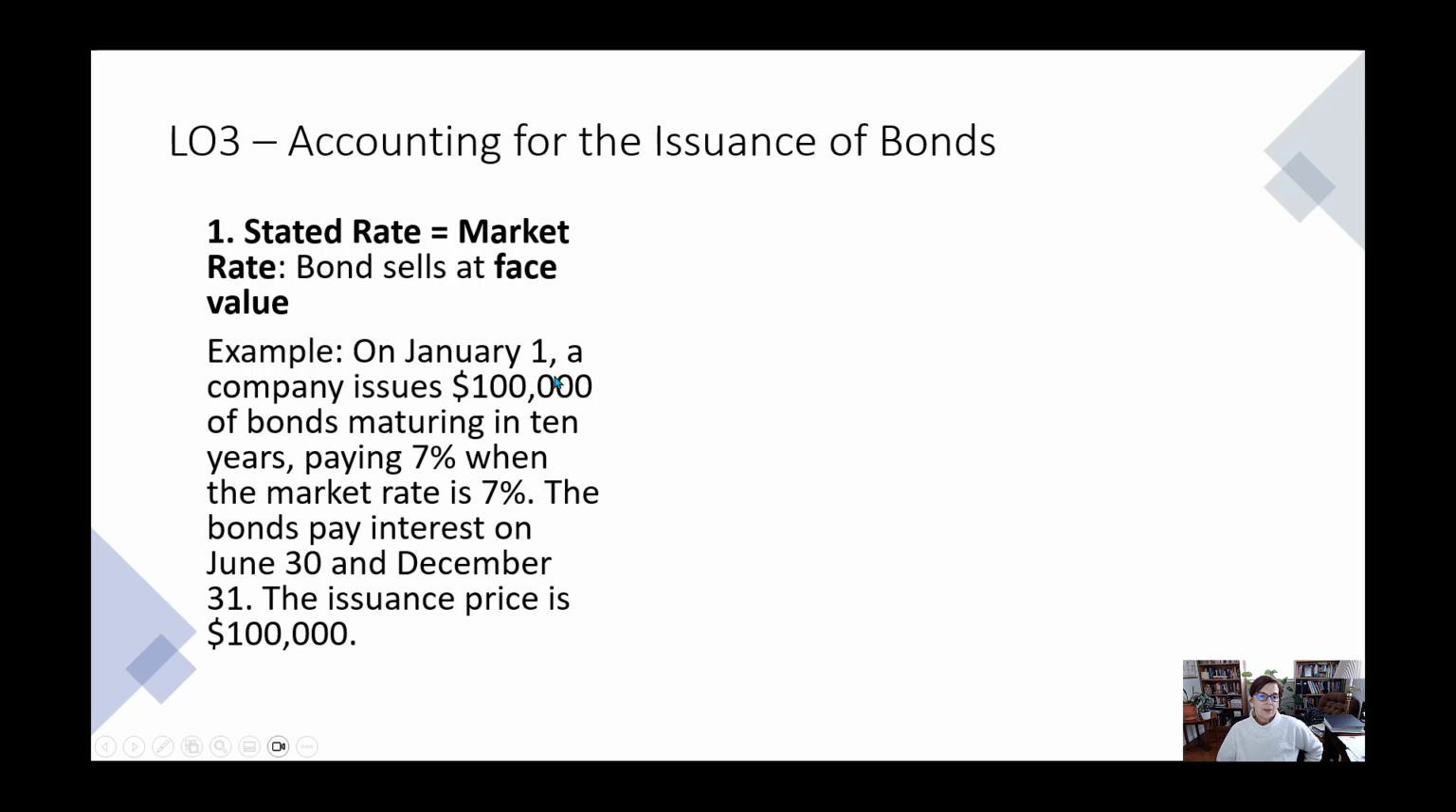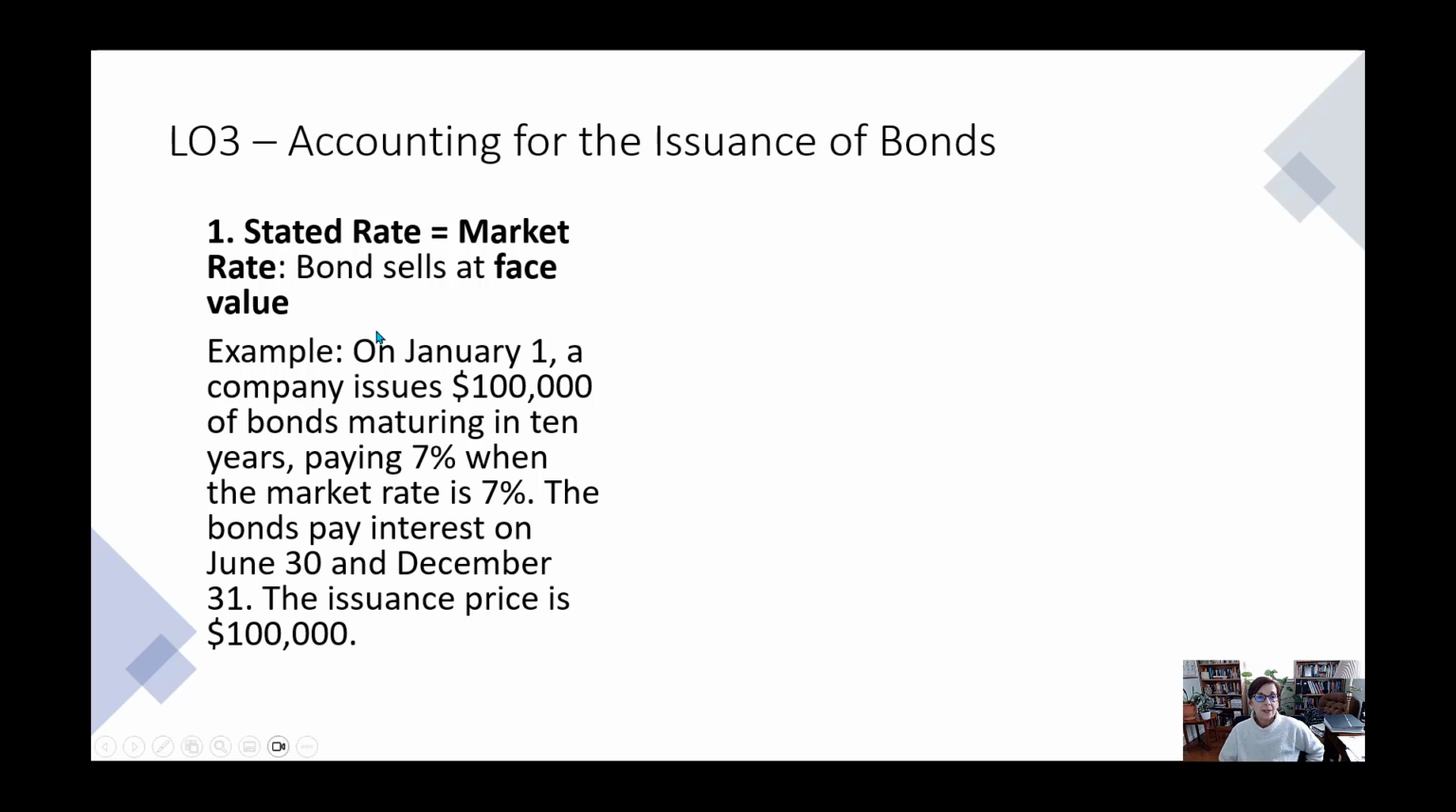Let's look at this example. On January 1st, a company issues $100,000 of bonds maturing in 10 years, paying 7% when the market rate is 7%. The bonds pay interest on June 30th and December 31st, and the issuance price is $100,000. Let's take a look at the journal entry to record this issuance. So basically, what you have to remember when you're recording a bond issuance is this: the issuance price is $100,000. This other information is going to be important later when we're recording the payment of interest.